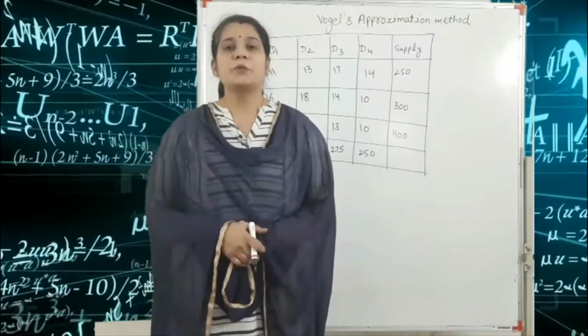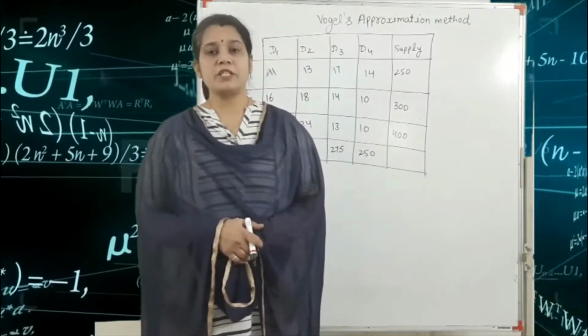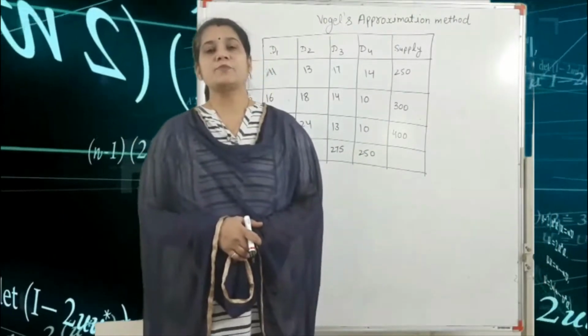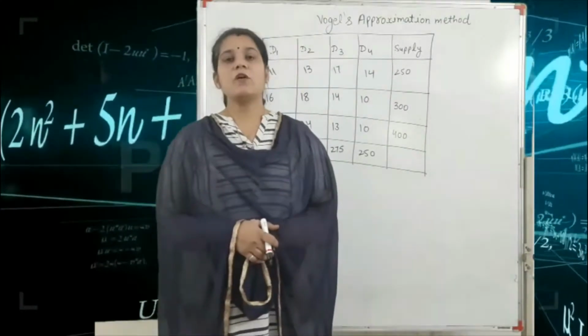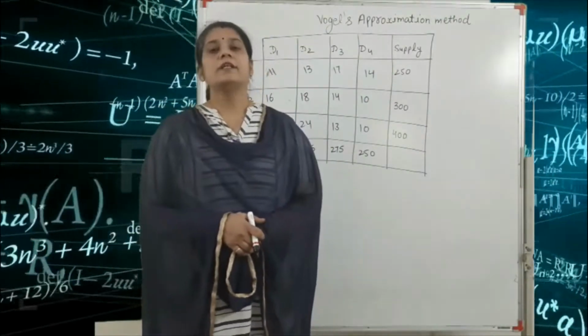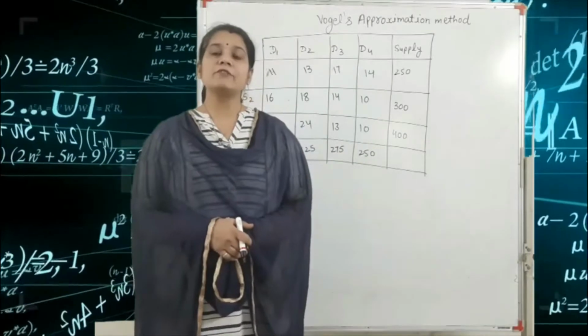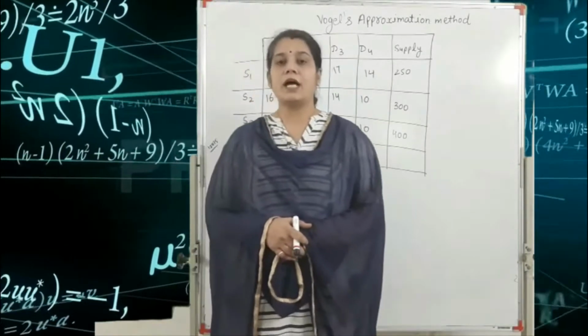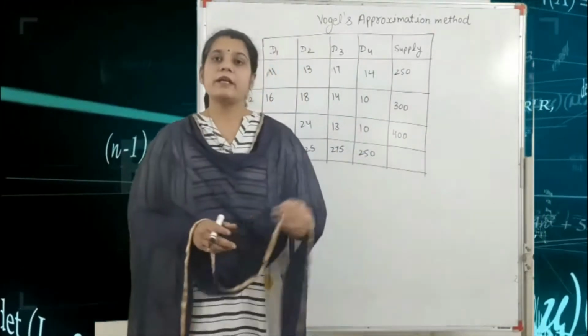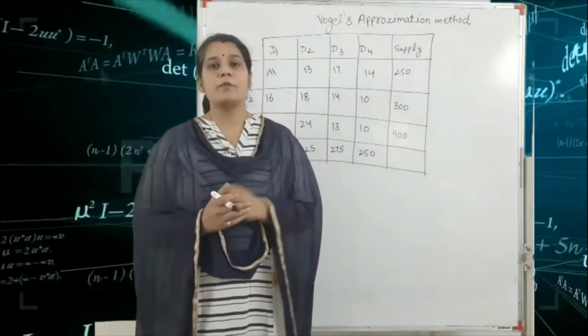Hello everyone. Today I am going to tackle the lecture of Operations Research, chapter number 2, transportation and assignment. We have already seen in our previous lecture, in the transportation problem, we have three types of methods that give a feasible solution, and one method that depends on the optimum solution.